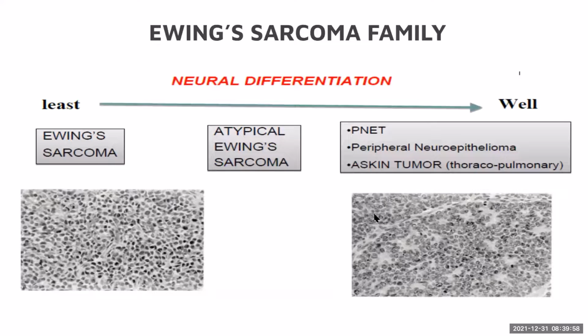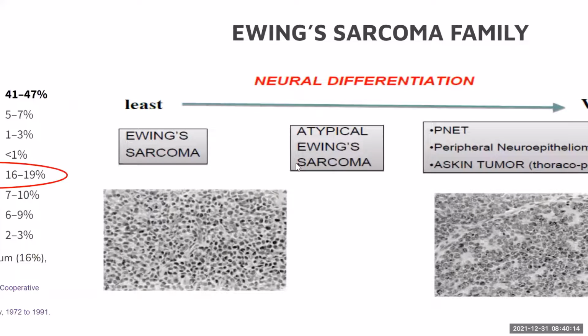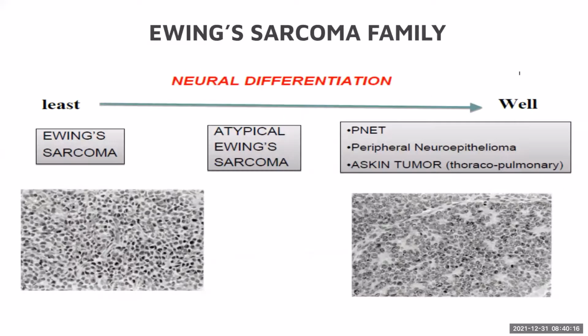Ewing sarcoma is a family of tumors, which ranges from Ewing sarcoma, which is the least differentiated, to a well differentiated PNET or a chest wall tumor, the Askin tumor, and in between there is atypical Ewing sarcoma. Based on the histology, there is no difference in the outcome, whether it is Ewing sarcoma or PNET.